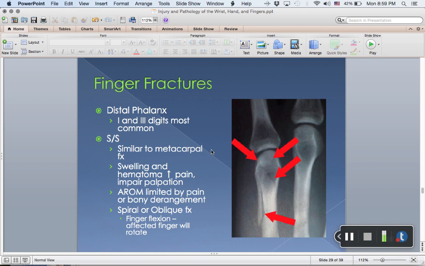ADLs, things like that. Again, look at the mechanism of injury. Someone can get hit by a ball, crushed in a car door, maybe just fell. It can really be any of those.